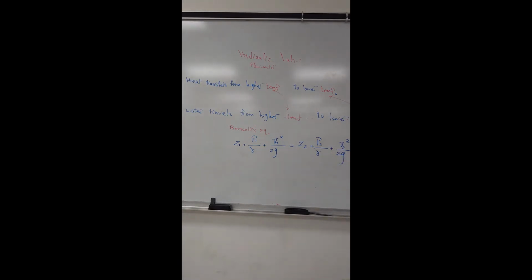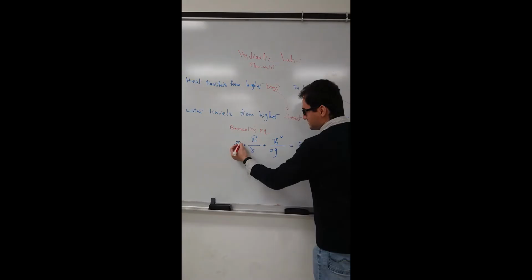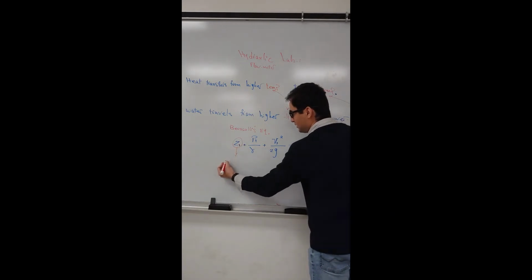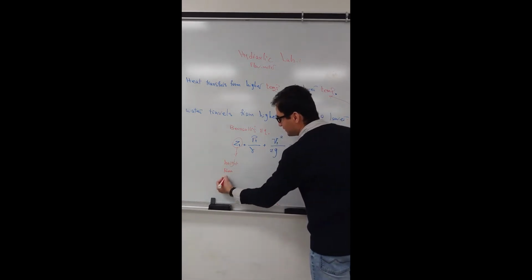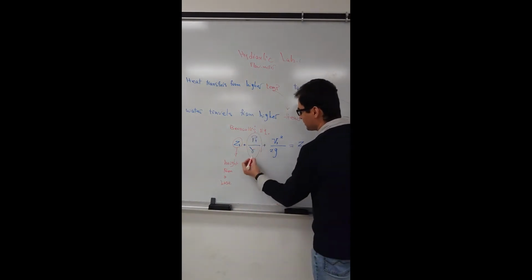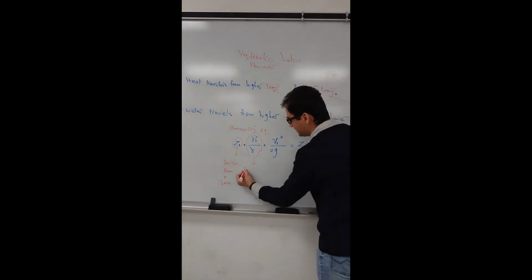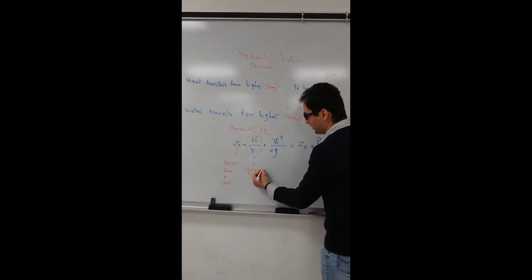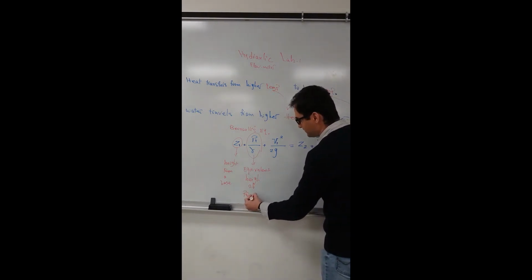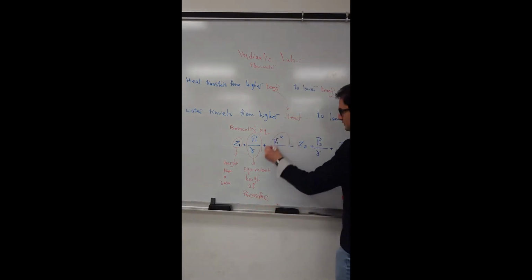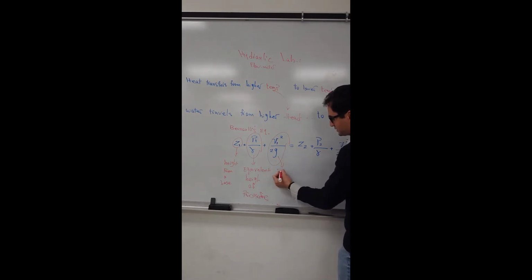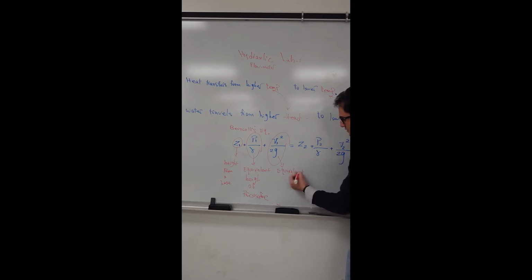In Bernoulli's equation, these terms stand for height from a specific base. This term is called the equivalent height of pressure, and this term is called, similarly, the equivalent height of velocity.